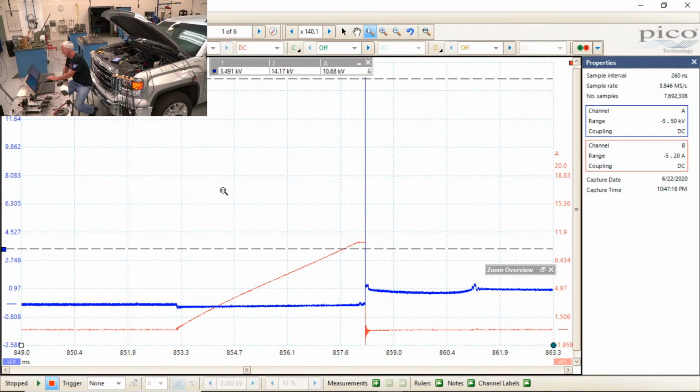Now, if I added a third channel, I could pretty easily look at the command from the ECU or the PCM turning the coil on and off. And what I would get is a square wave. So the coil would come here, turn on, 5 volts. That tells the module inside the coil to turn on. And then when it goes from 5 to 0, it tells the module to turn off, and it throws a spark.